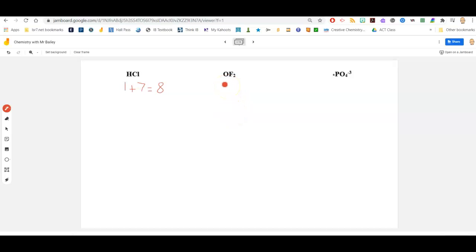Oxygen's in family 16, it has 6 valence electrons, plus there are 2 fluorines, and each of the fluorines are halogens in family 17, just like chlorine was. So they have 7 valence electrons. 7 times 2 is 14, plus 6 is 20.